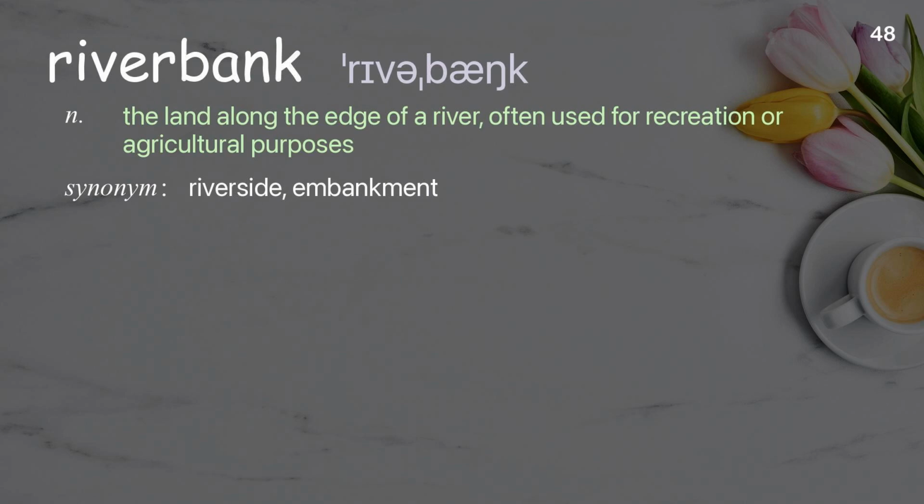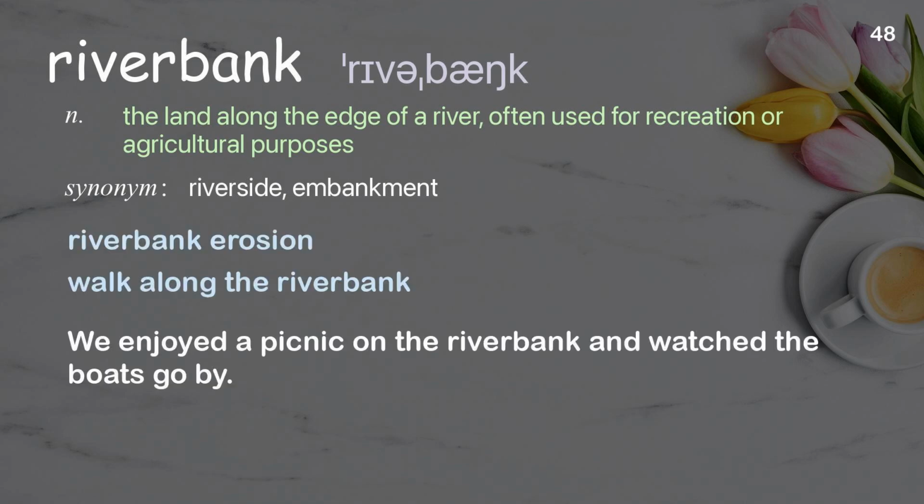Riverbank. The land along the edge of a river, often used for recreation or agricultural purposes. Examples. Riverbank erosion. Walk along the riverbank. We enjoyed a picnic on the riverbank and watched the boats go by.